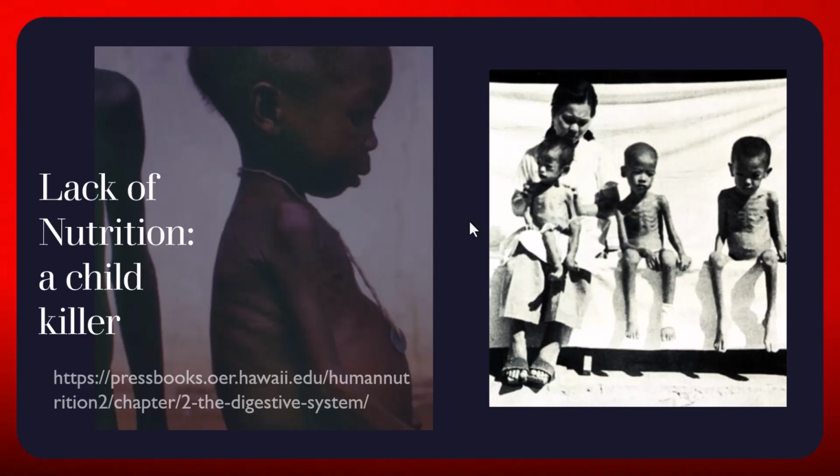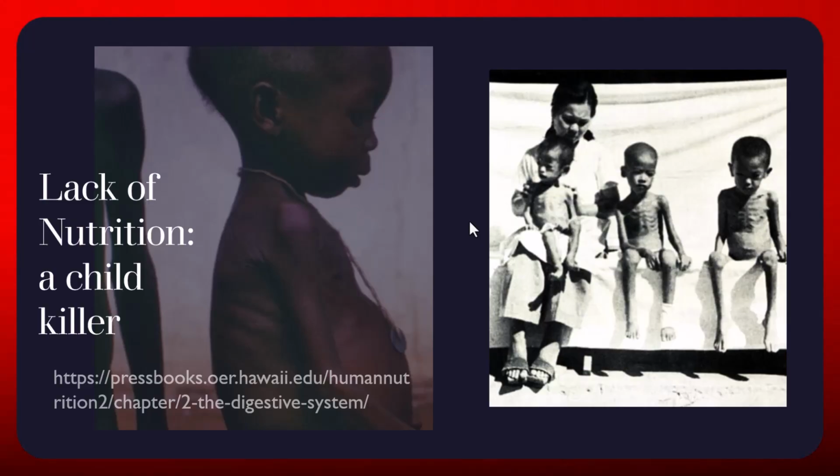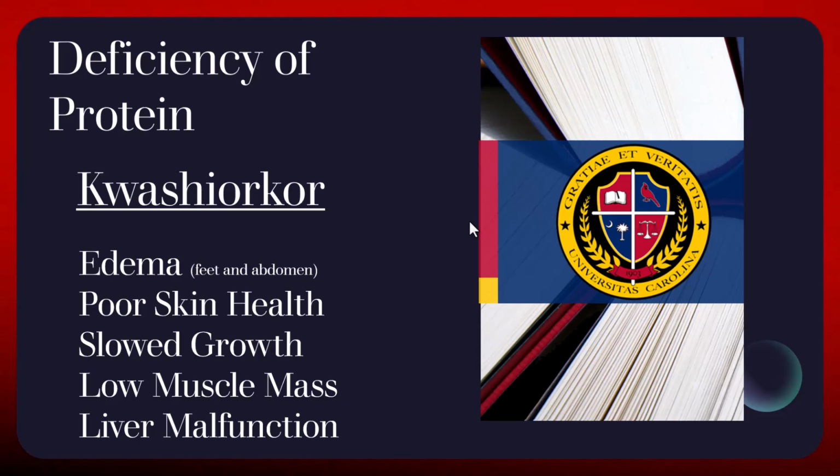What happens if the body doesn't get enough proteins, if it isn't getting enough nutrition? That can develop into several syndromes when it's protein deficiency. So one syndrome is Kwashiorkor, and that is a very low protein diet. We have edema in this syndrome, in the feet and abdomen. We have poor skin health, slow growth, low muscle mass, and liver malfunction.